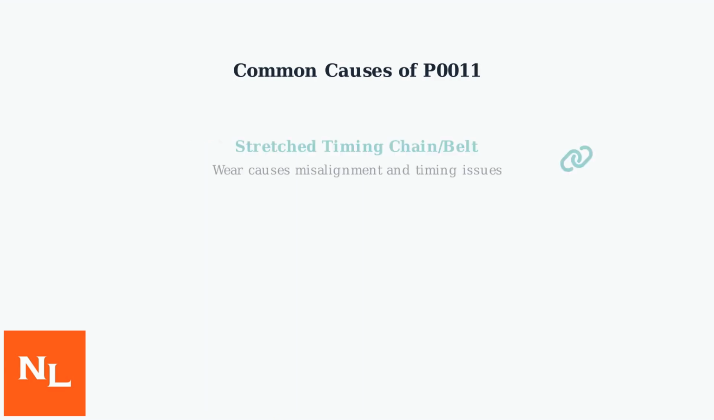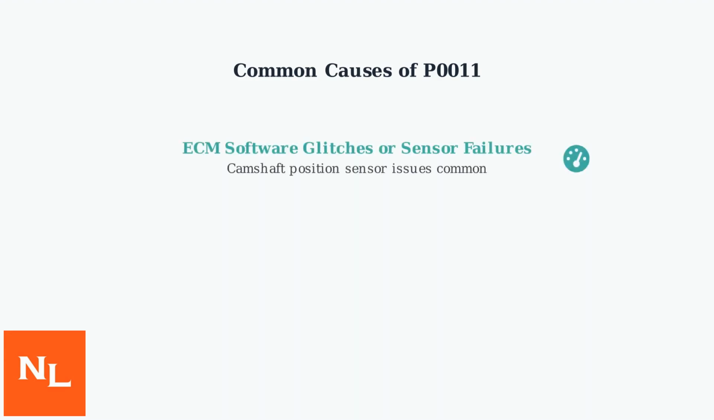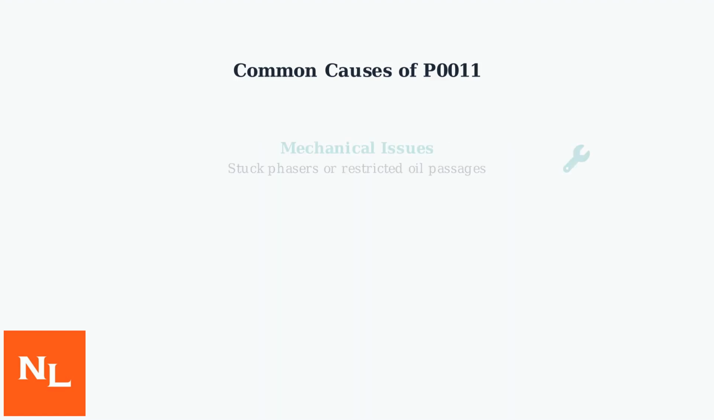A stretched or worn timing chain or belt causes misalignment, leading to advanced camshaft timing. ECM software glitches or sensor failures, such as camshaft position sensor issues, are another common cause. Mechanical problems like stuck phasers or restricted oil passages can restrict timing adjustments.